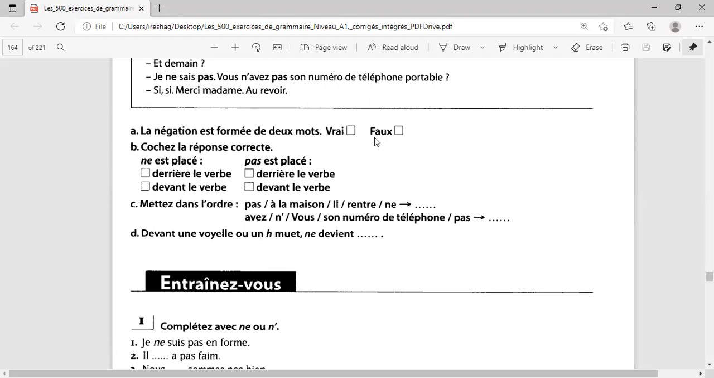What do you think? Yes, vrai, right? Okay, vrai. Cochez la réponse correcte. You need to tick the correct answer. Just do it. Anyway, I'm discussing. Just give it a try.